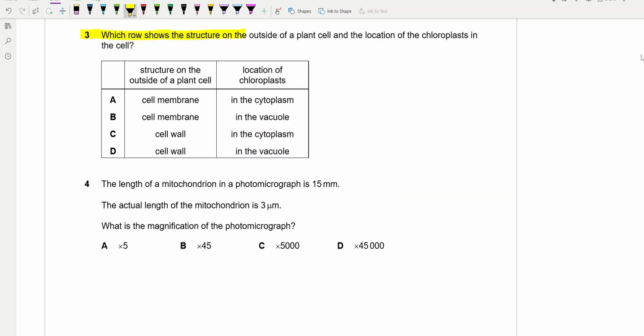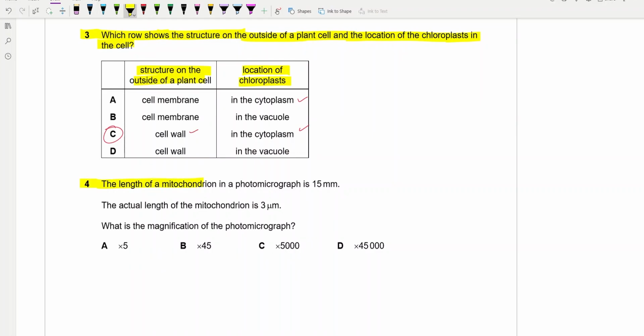Question number 3. Which row shows the structure on the outside of a plant cell and the location of the chloroplasts in the cell? Structure on the outside of a plant cell, location of the chloroplast. So the location would be in the cytoplasm, and the structure on the outside of a plant cell would be the cell wall. So the correct answer would be option C, cell wall and cytoplasm.